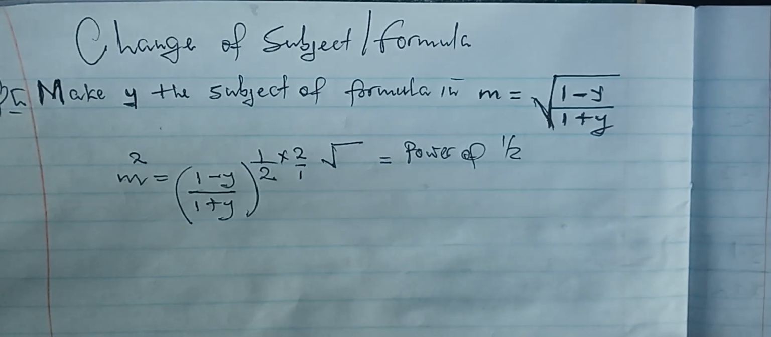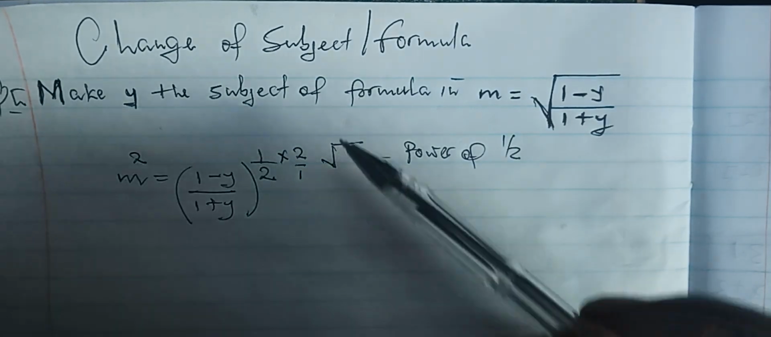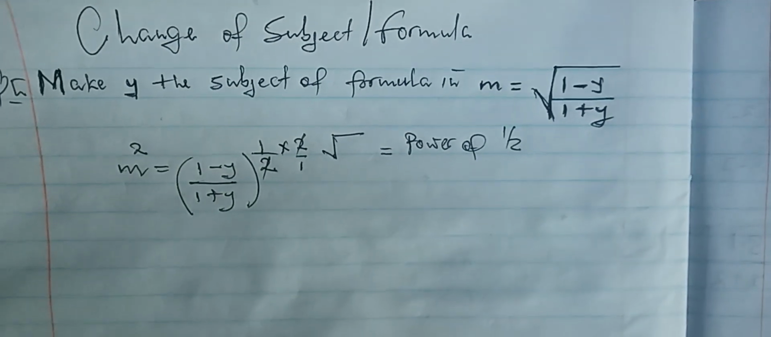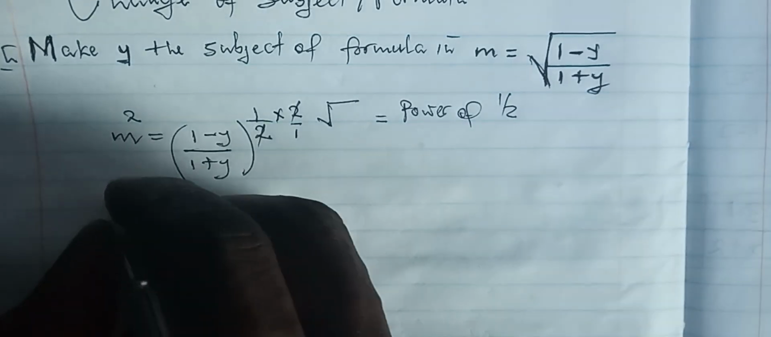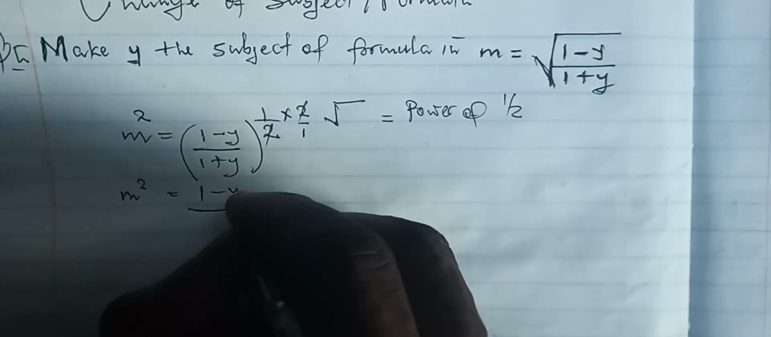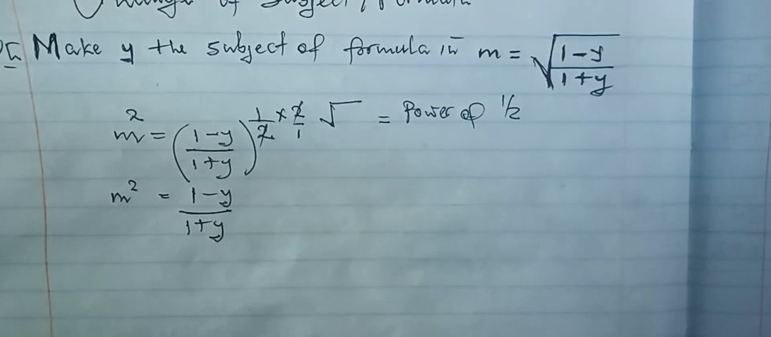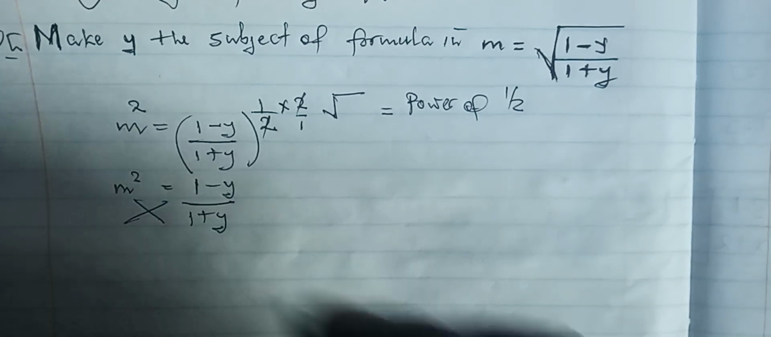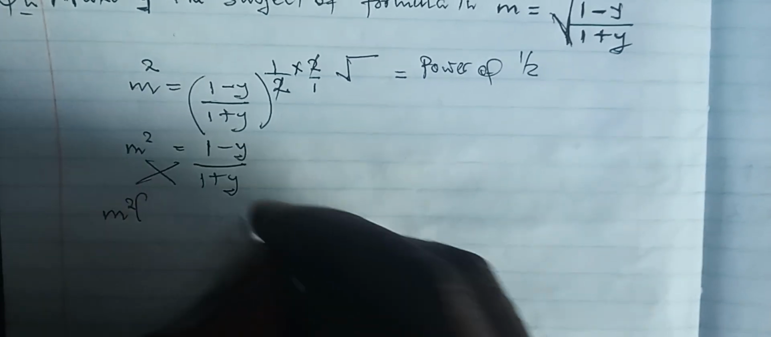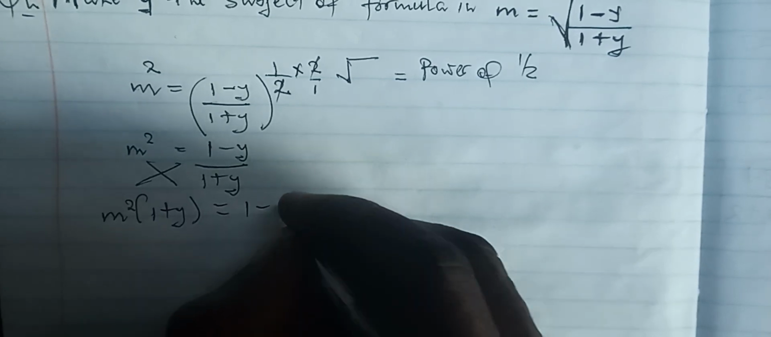So meaning to say on the left side, we are going to have m squared is equal to this bracket to the power of half multiplied by 2 over 1, so that we clear the power. So we are going to have m squared is equal to 1 minus y over 1 plus y after we clear the powers. And after this, we are going to do a cross multiplication, and our cross multiplication is going to give us m squared multiplied by 1 plus y is equal to 1 minus y.